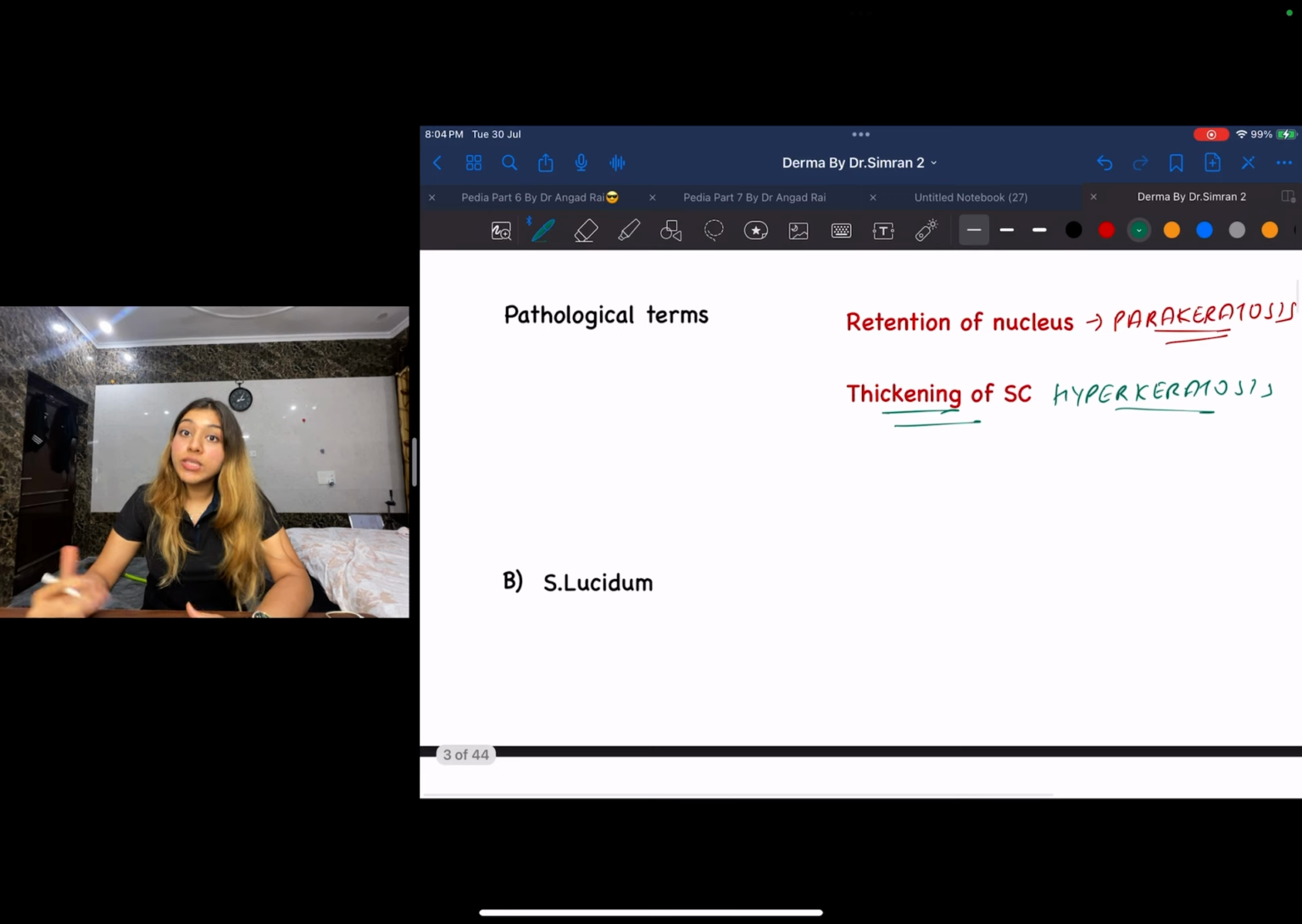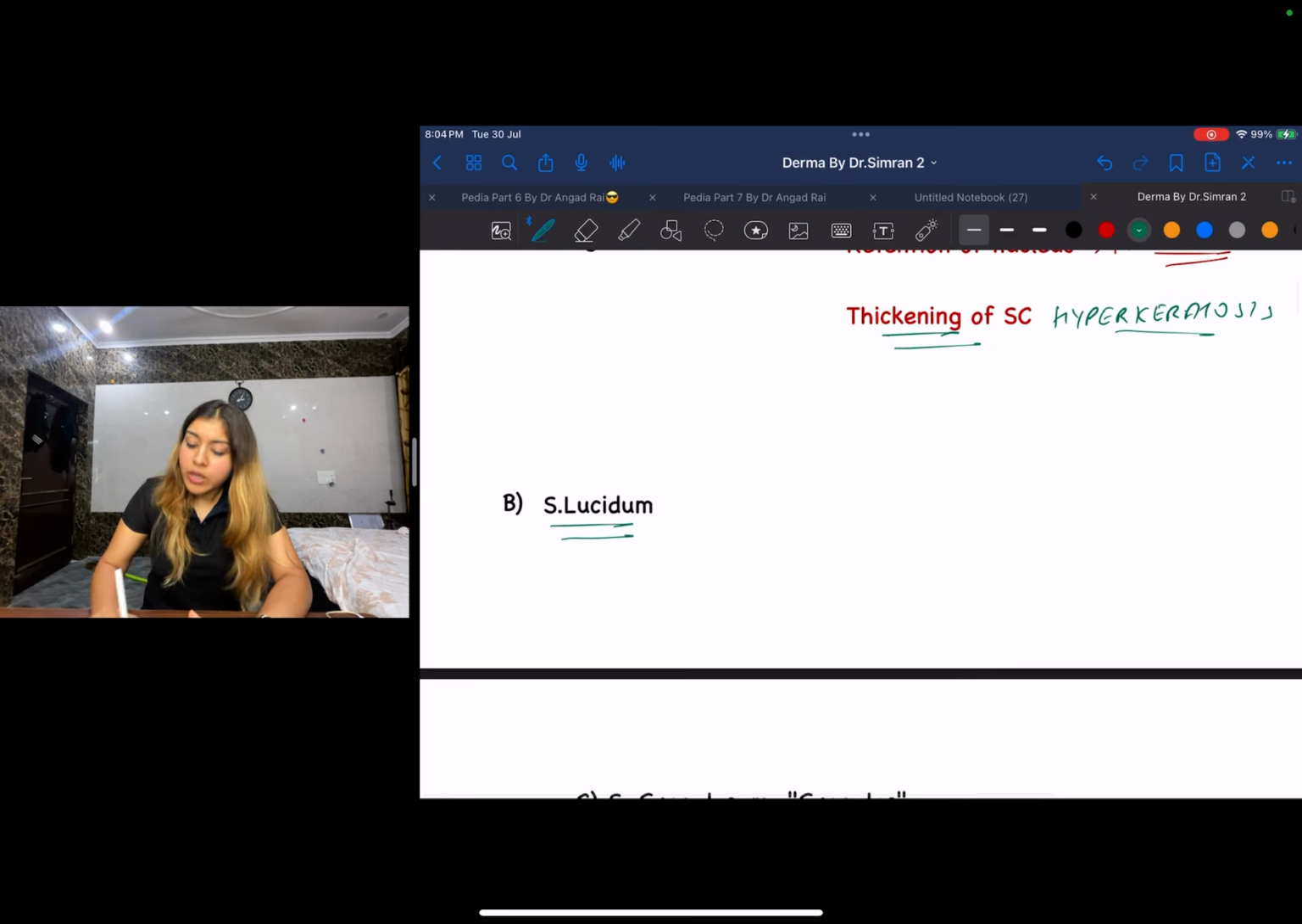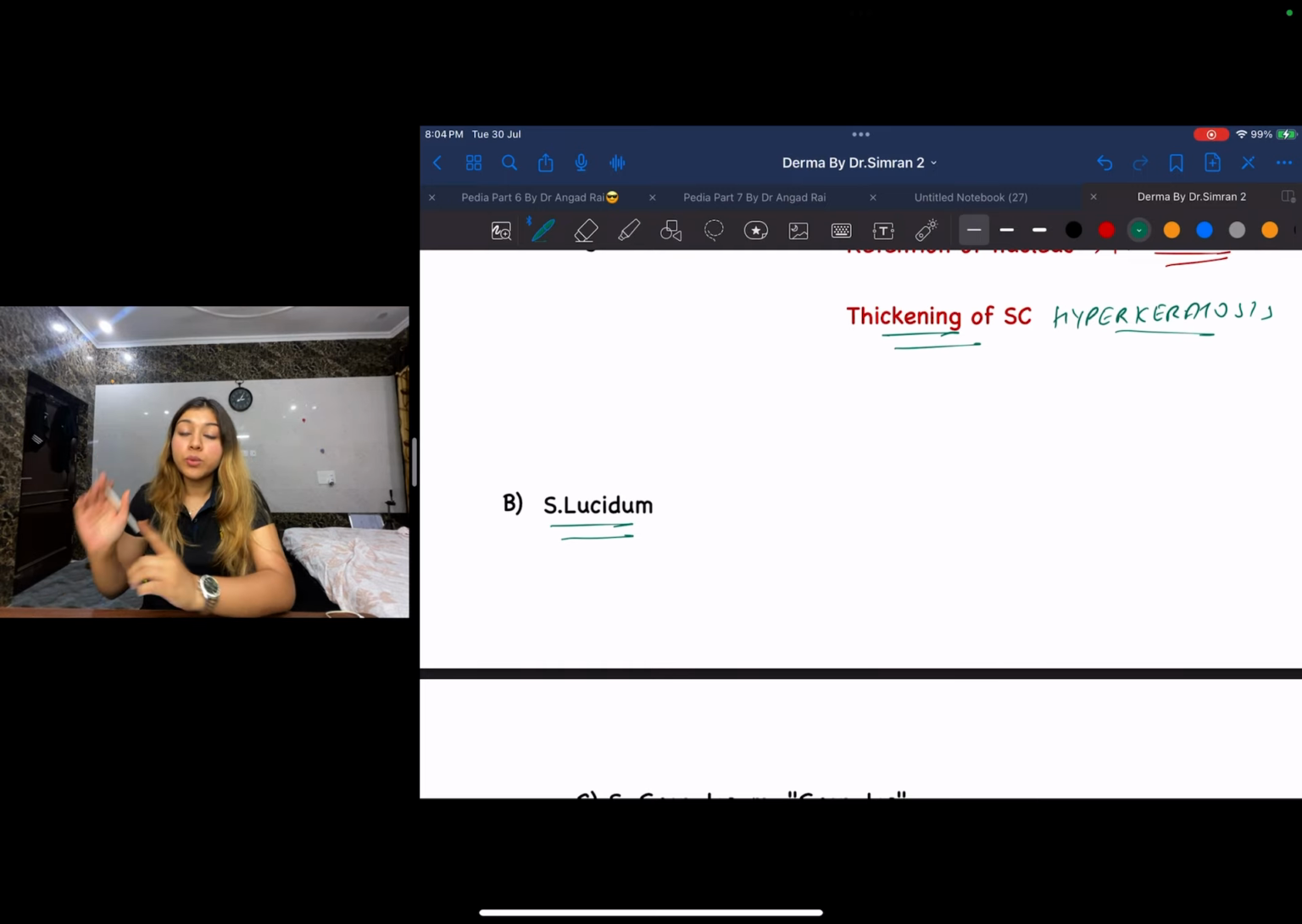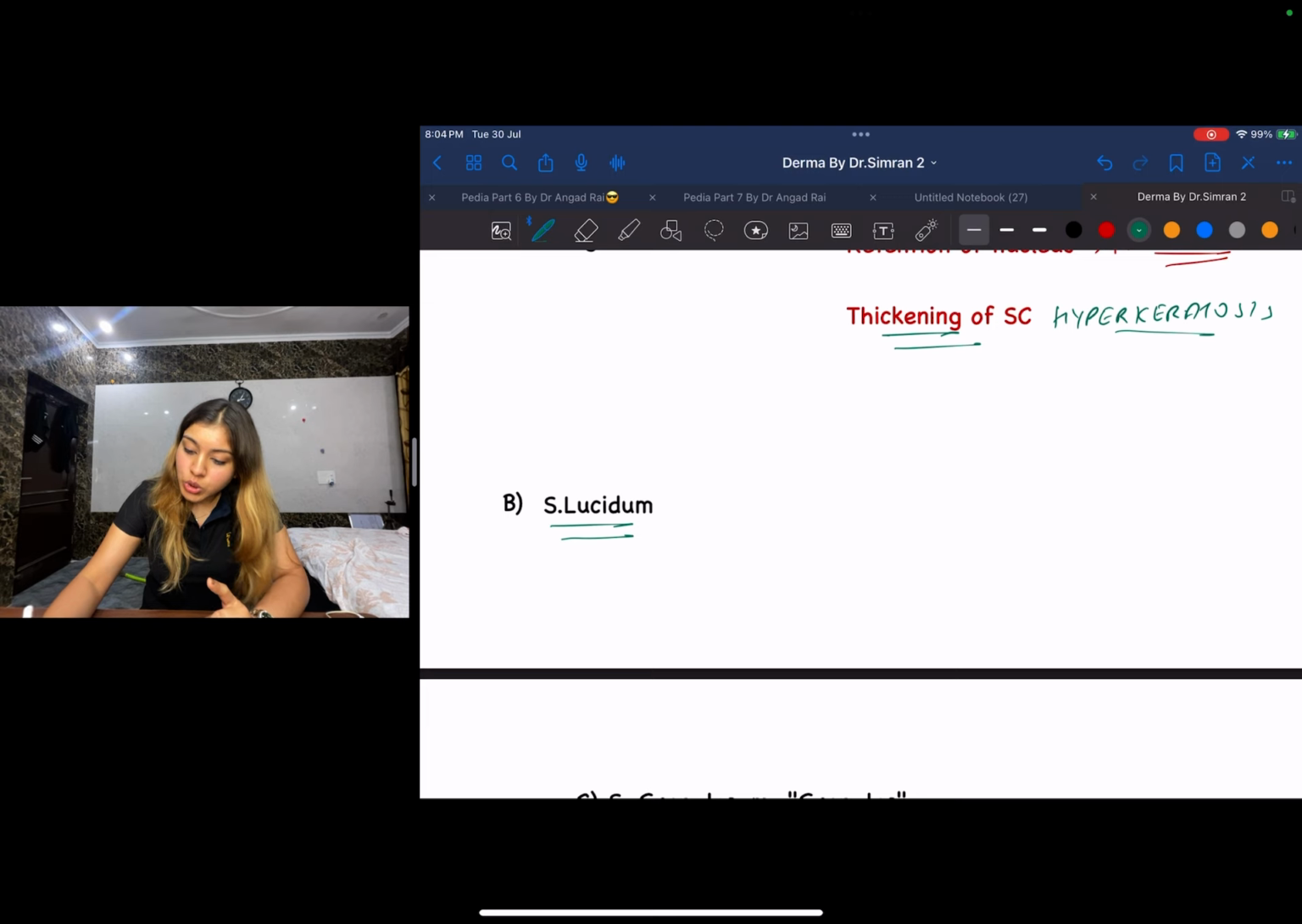Now let us move to your second layer, the stratum lucidum. The only thing you have to remember over here is that stratum lucidum is only and only present in your palms and your soles. Where is it present? Your palms and your soles. So let us write this down also. It is present in your palms and soles. So this was the second layer.